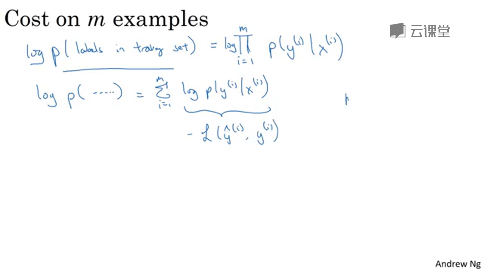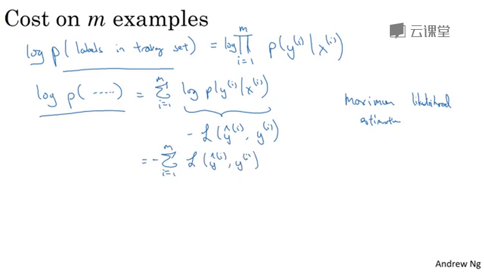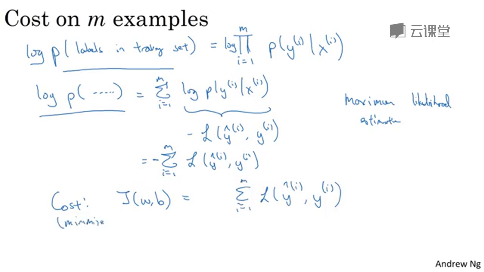And so in statistics, there's a principle called the principle of maximum likelihood estimation, which just means to choose the parameters that maximize this thing, or in other words, that maximize negative sum from i equals 1 through m of L of y hat i, y i. And I just moved the negative sign outside the summation. So this justifies the cost we had for logistic regression, which was J of w, b of this. And because we now want to minimize the cost instead of maximize the likelihood, we've gotten rid of the minus sign. And then finally, for convenience, to make sure that our quantities are better scaled, we just add a 1 over m extra scaling factor there.